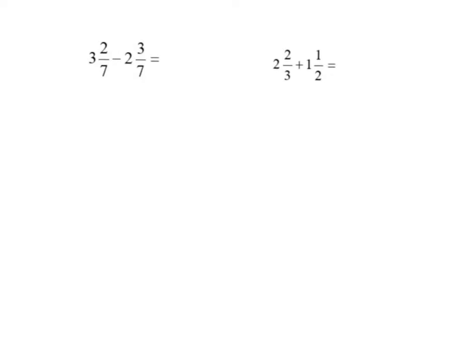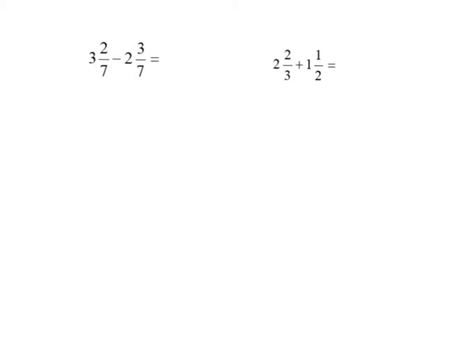All right, so now that we've taken some time to look at the idea behind it, let's actually do some practice examples. So here I have 3 2/7 minus 2 3/7. Now, I could do this with mixed numbers, just the way they are, but it's going to require borrowing or regrouping because we have 2/7 and we want to subtract 3/7. And that's going to get messy.